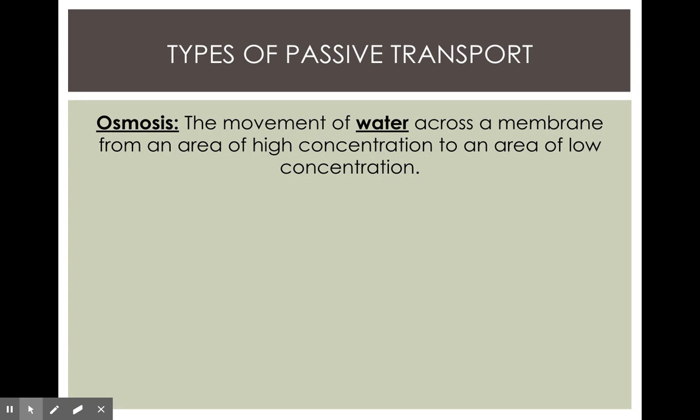Another type of passive transport is osmosis. You might have heard this term before. Osmosis is the movement of water across a membrane from an area of high concentration to an area of low concentration. Now, the difference between diffusion and osmosis is simply the term water. Okay, so again, diffusion is just any old molecule. It could be sugar, it could be salt, it could be potassium, anything. Osmosis is strictly water only.